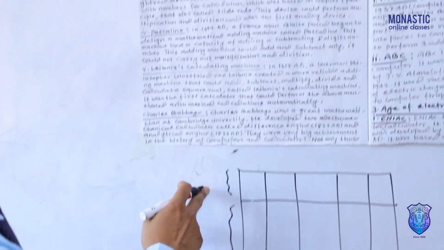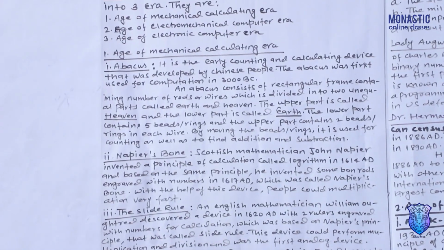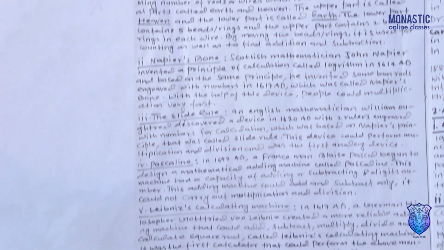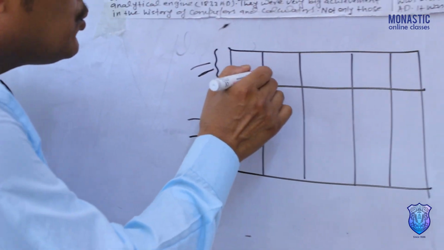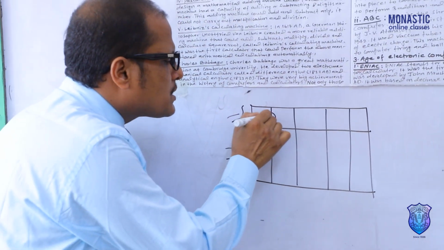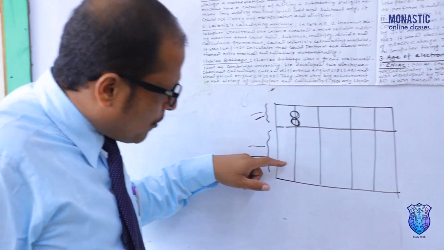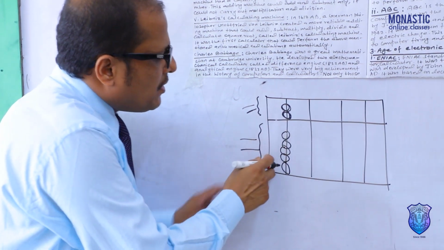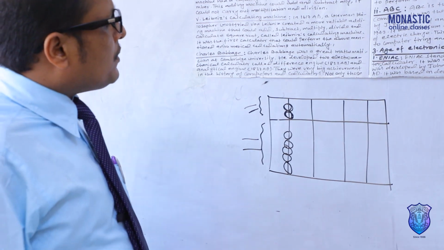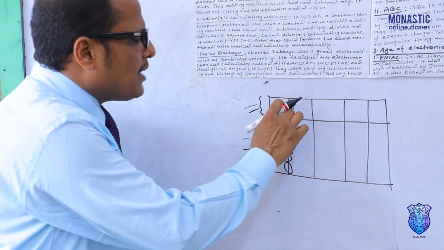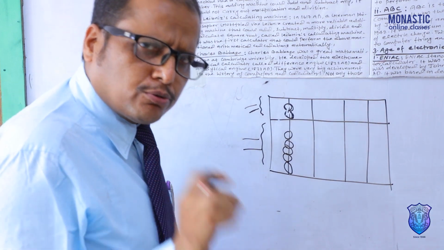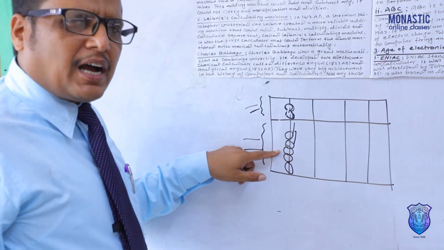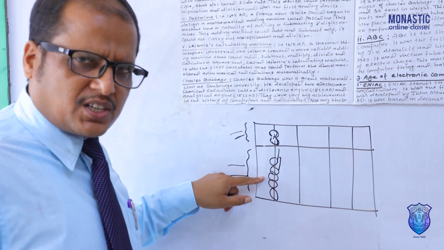The upper part is called heaven, and the lower part is called earth. In the upper part, there are two beads or two rings, and the lower part contains five beads or five rings in a rod. By shifting or moving these, people could count as well as perform simple addition and subtraction.